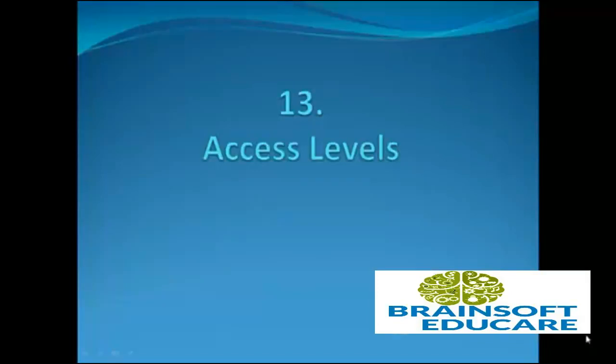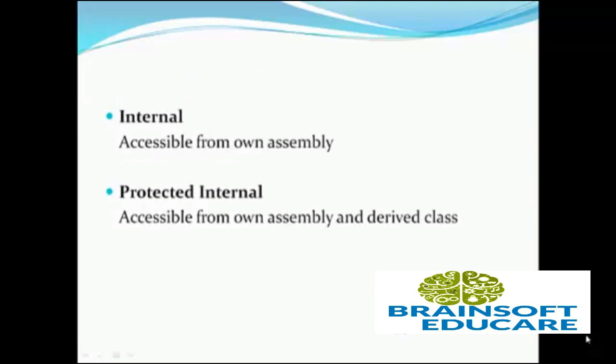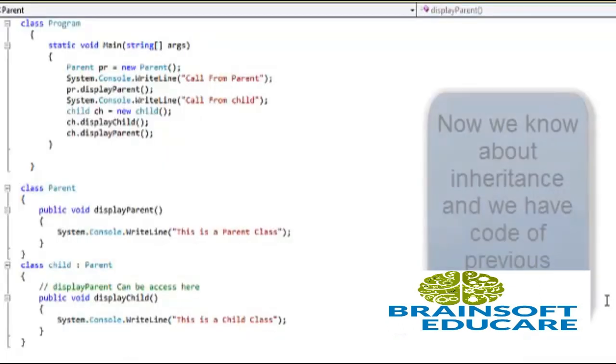Hello friends, in this tutorial we will study various types of access levels. There are various types of access levels like public, private, protected, internal and protected internal. Each access level has a special meaning and special use. For example, when we declare a public variable, that variable can be accessed from anywhere in the program.